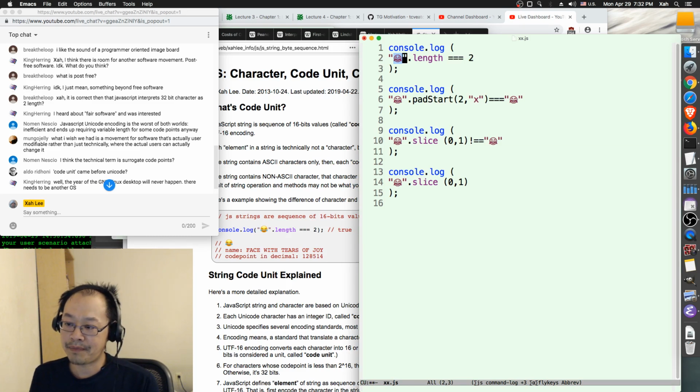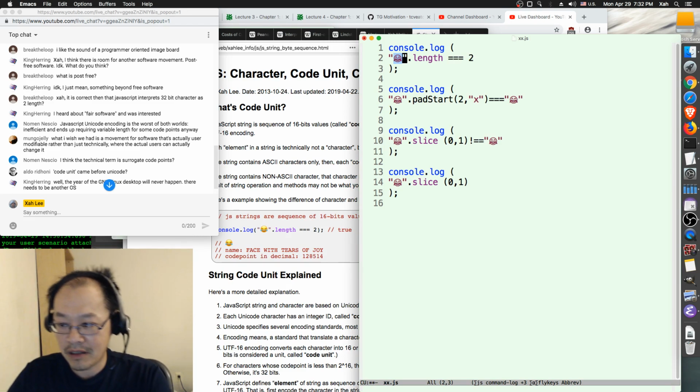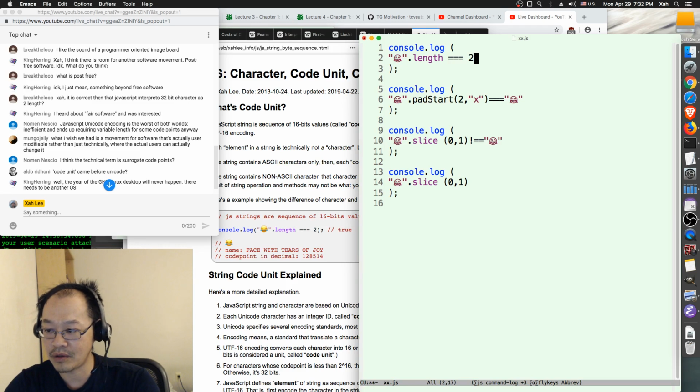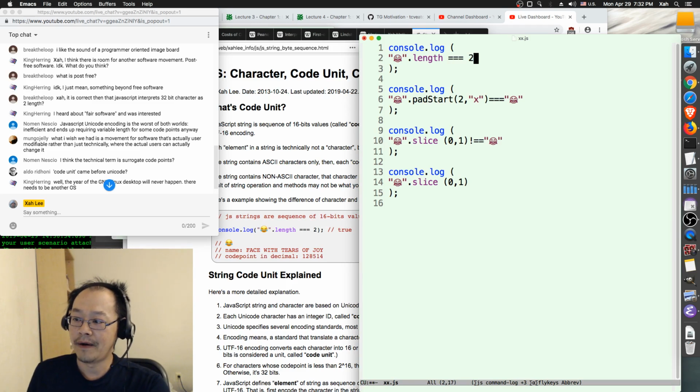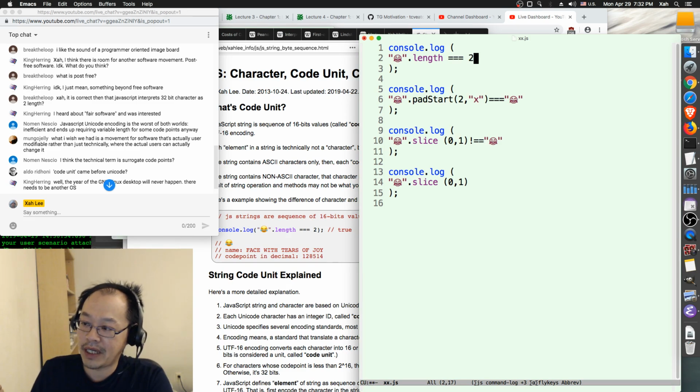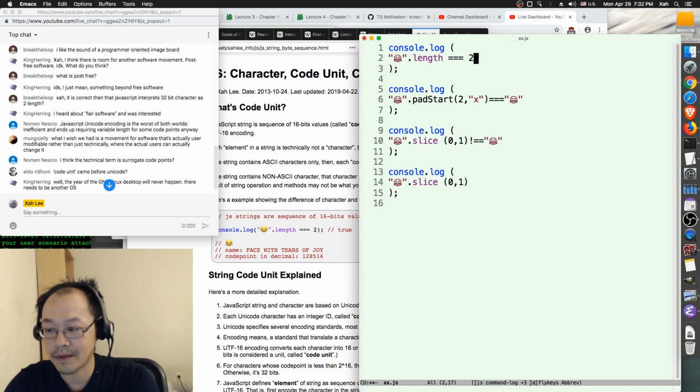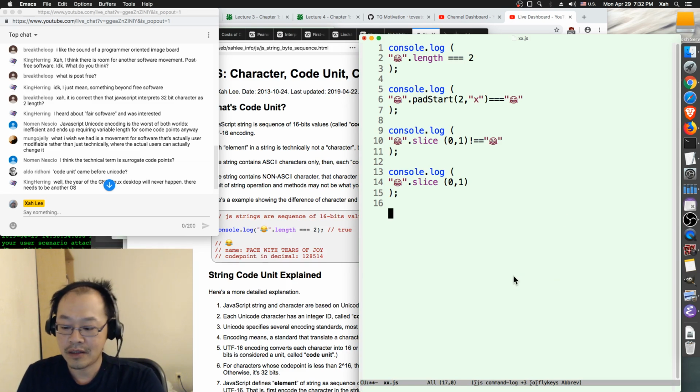That's about surrogate pairs. Now, the surrogate pair notion only happens in UTF-16. That's a good thing to remember. It just refers to the code sequence from a character whose code point is beyond 16 bits. So that's what surrogate pairs mean.